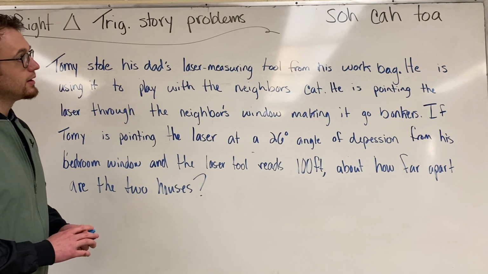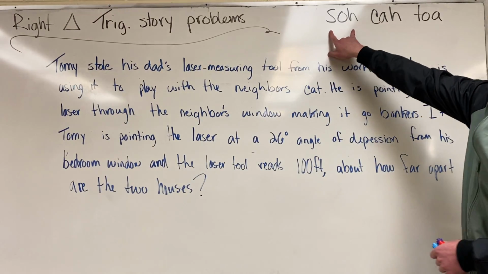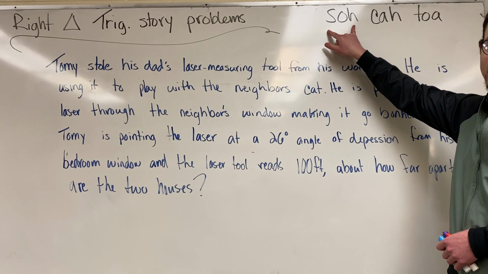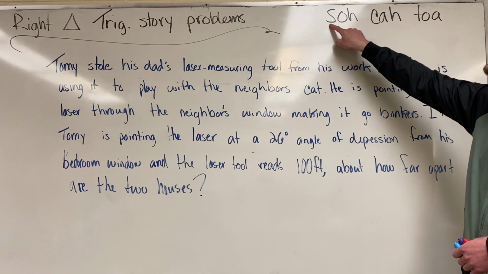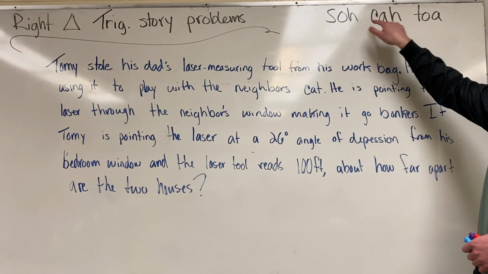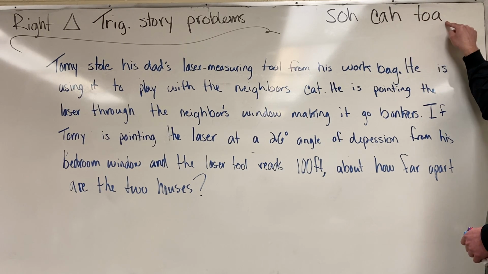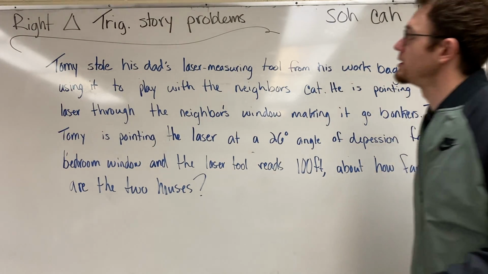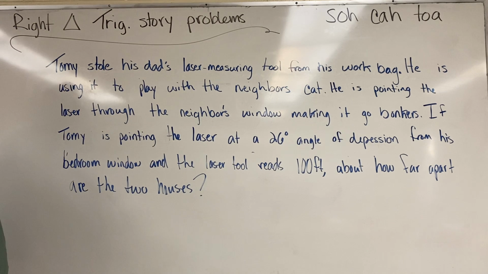Remember, I want my students to always be writing this. If they don't have it in their assignment, they should be writing it on a piece of paper next to them. So, SOH CAH TOA: sine, opposite over hypotenuse; cosine, adjacent over hypotenuse; tangent, opposite over adjacent. Needs to be memorized. SOH CAH TOA. Memorize it. Sing it in your head. Chant it.